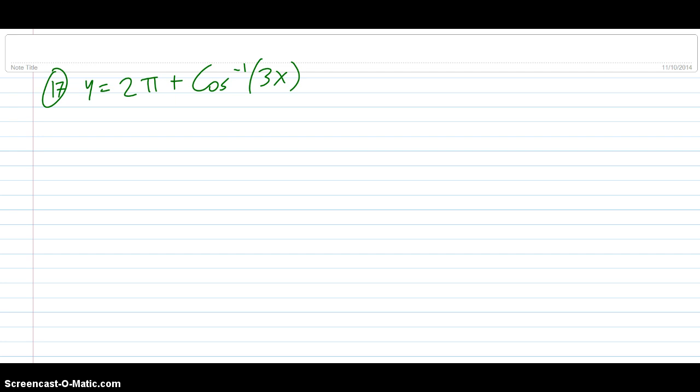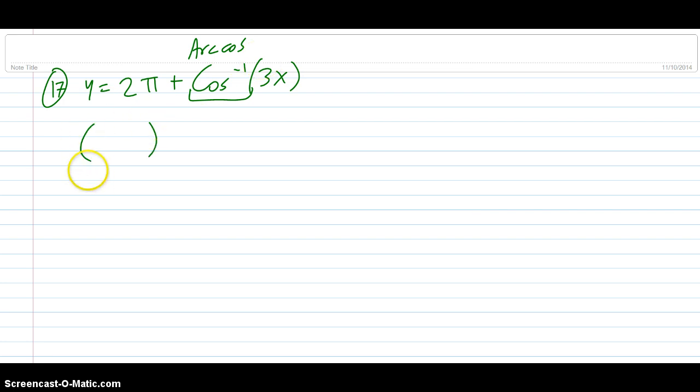So the instructions on this say graph the following on another sheet of paper. Here's my other sheet of paper. Be sure to list critical points for each graph. So we have y equals 2 pi plus the inverse cosine of 3x. All right. I'm going to start with the whole inverse cosine. And once again, this could be written one of two ways. They could write inverse cosine or they could write arc cosine. Same diff.